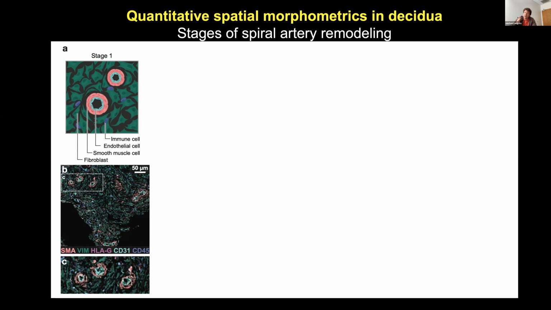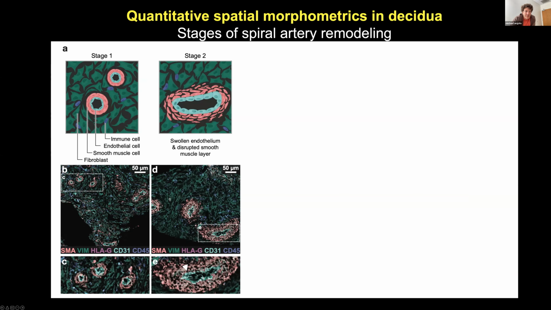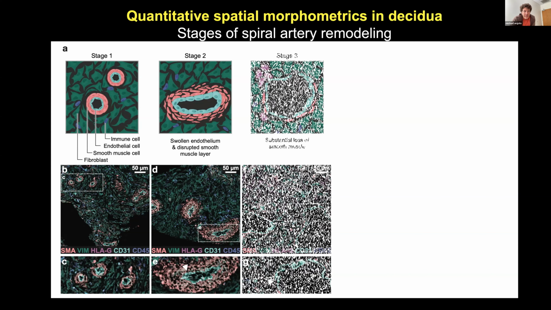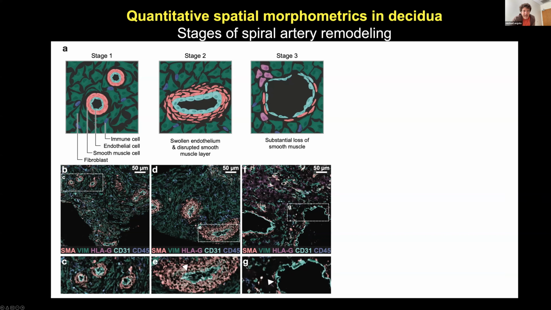So I'm going to show you real quick what those different stages look like visually. In stage 1 you have small unremodeled vessels. You can see the endothelium, which is labeled as CD31, is intact. They also have very small lumens, and you've got a thick layer of smooth muscle. With stage 2, you see these vessels are starting to get bigger. The endothelium is swollen a little bit, but the big change is that the smooth muscle has gotten disrupted and fragmented. By stage 3, we see a few things. The first is that trophoblasts have now invaded through the decidua to start to accumulate around the vessel.